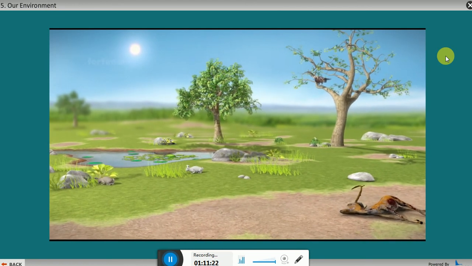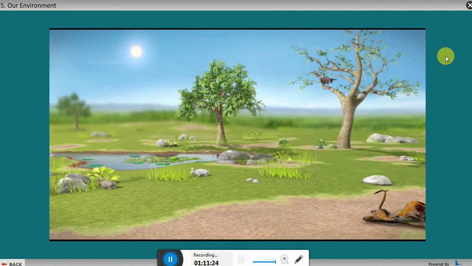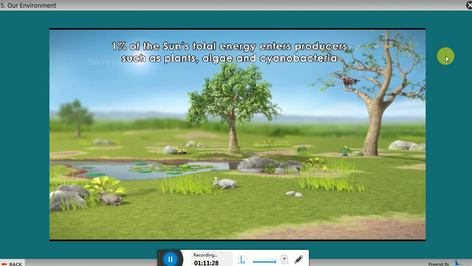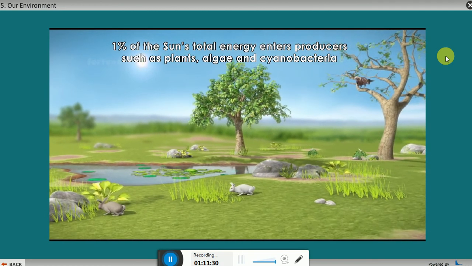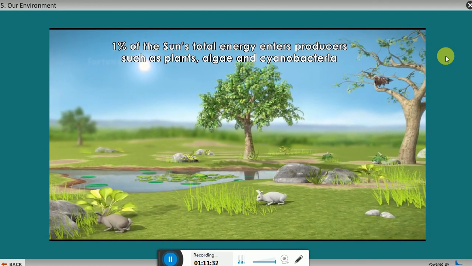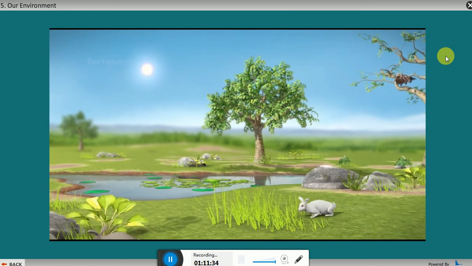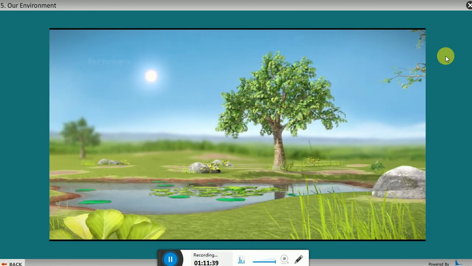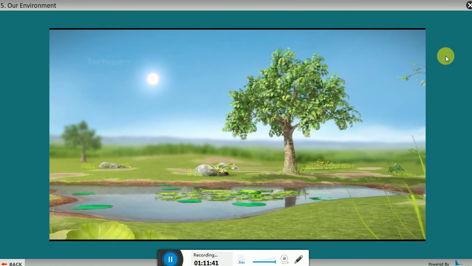About 1% of the sun's total energy enters producers such as plants, algae, and cyanobacteria. The remaining 90% of this solar energy will be used to evaporate water or will simply dissipate into outer space.